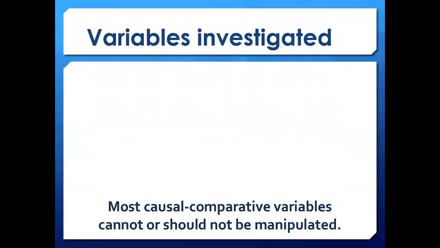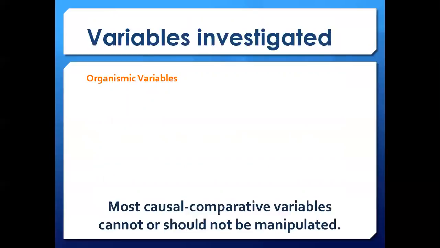Throughout causal comparative research, many variables are investigated. Now, we discussed when we explained the differences between causal comparative and experimental that the researchers aren't going to manipulate any of these variables. But there are plenty of types of variables that are investigated in causal comparative studies. One category of variables are organismic variables.